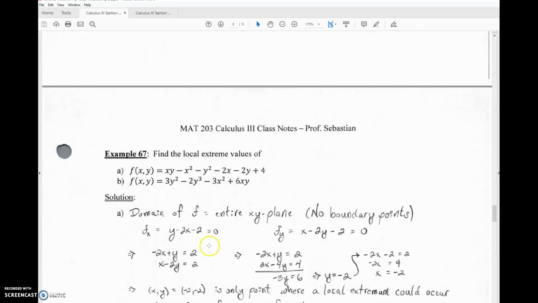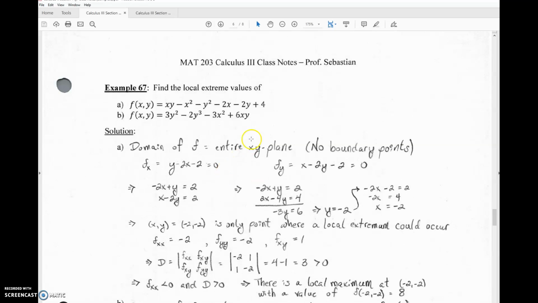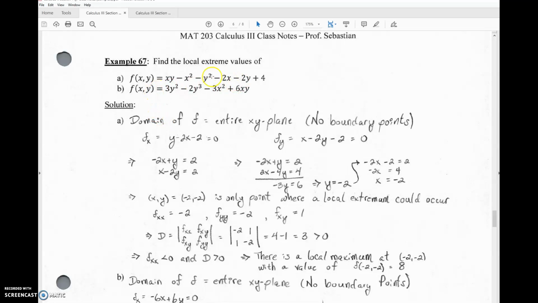Okay, so let's look at an example here, example 67. Find the local extreme values of these two functions. So let's look at the first one. By the way, for both of these, the domain is the entire xy plane. We're not talking about any boundary points.